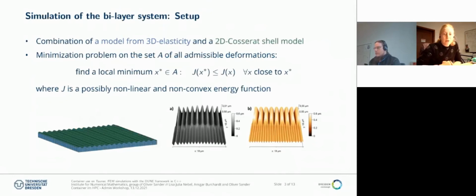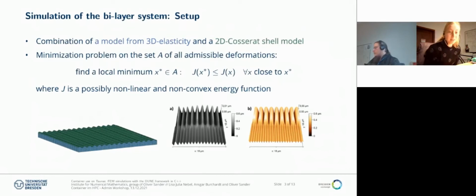And to do that, we combined a model from three-dimensional elasticity and a two-dimensional Cosserat model. You can see that on the left here. So we have the polymer layer, which is three-dimensional in blue, and on top, in two dimensions, you have a thin shell attached to the polymer layer, and then you can see the wrinkles that form in the attached shell.